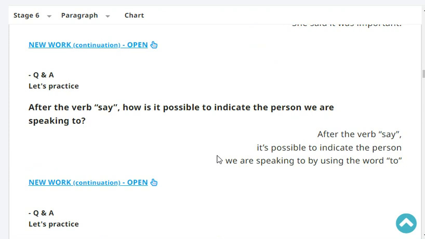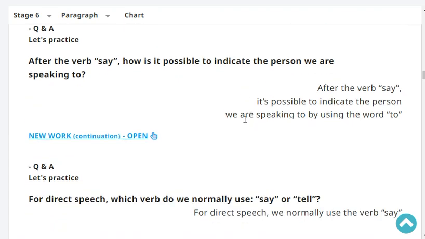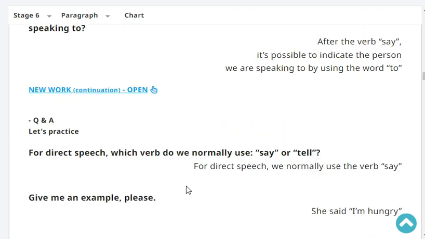After the verb say, it is possible to indicate the person we are speaking to by using the word to. For example, I said to David that I was going on holiday. After the verb tell, however, we don't use to. After the verb say, how is it possible to indicate the person we are speaking to? After the verb say, it's possible to indicate the person we are speaking to by using the word to.